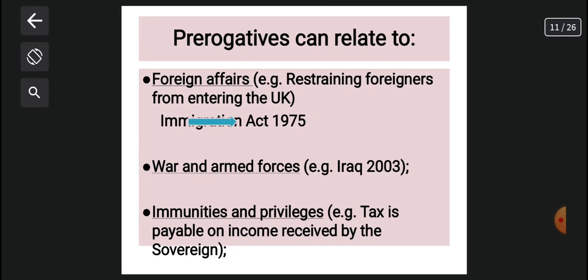Then prerogative can relate to foreign affairs. Example: restraining foreigners from entering the UK. In the Immigration Act 1975, it was followed that way. War and armed forces, for example, in the Iraq invasion of 2003. Immunities and privileges, as tax is payable on income received by the sovereign. These are some of the prerogative powers.